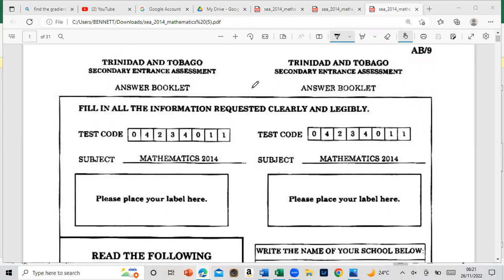Alright, as you can see, this is a paper from the Trinidad and Tobago Secondary Entrance Assessment.